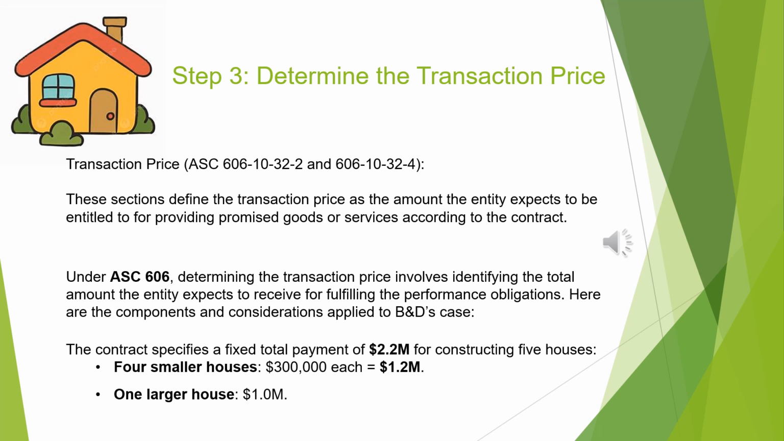So step 3 is to determine the transaction price. And first we want to take a look at the guidance. According to 606-10-32-2, an entity shall consider the terms of the contract and its customary business practices to determine the transaction price. The transaction price is the amount of consideration to which an entity expects to be entitled in exchange for transferring promised goods or services to a customer.